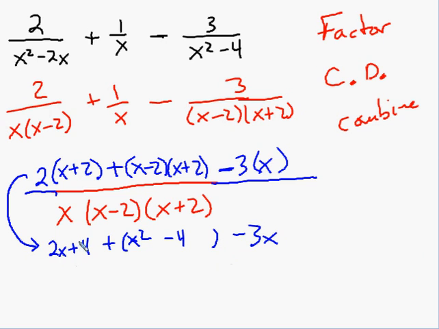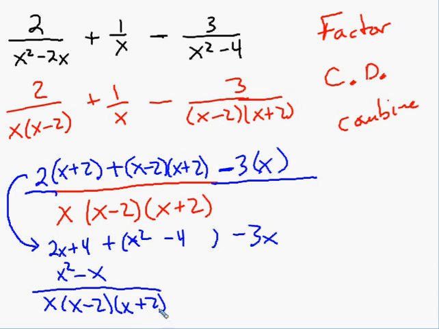And now I'm just going to start the process of simplifying. There's nothing to distribute, and I have a 2x minus the 3x, so negative x. I do have this x squared, so I'll put it in order. And then 4 minus 4 is 0. And then I have my denominator.